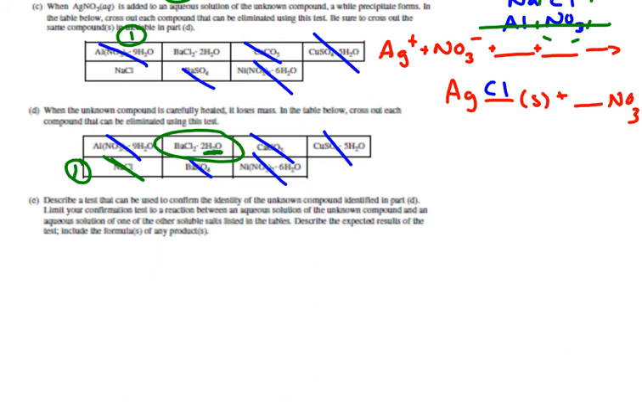It says, describe a test. This is important. These are the things that I want you to start remembering about Chapter 4. Describe a test that can be used to confirm the identity of the unknown compound. By the way, if you're going back through here, I'd underline carefully heated. Loses mass. Oh, both. And this one was a precipitate.